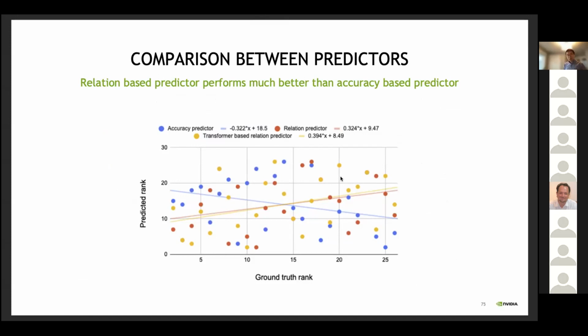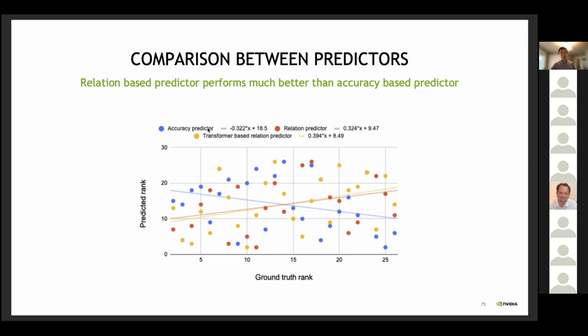And also, we show a comparison between the accuracy predictor and the relationship predictor, and we also introduced a transformer-based predictor. Since we are dealing with a one-dimensional vector as the input, we can use a transformer as the predictor as well. Comparing the correlation between ground truth rank and predictor rank, for both the plain relationship predictor and the transformer-based relationship predictor, we got quite a reasonable correlation between the ground truth and prediction.